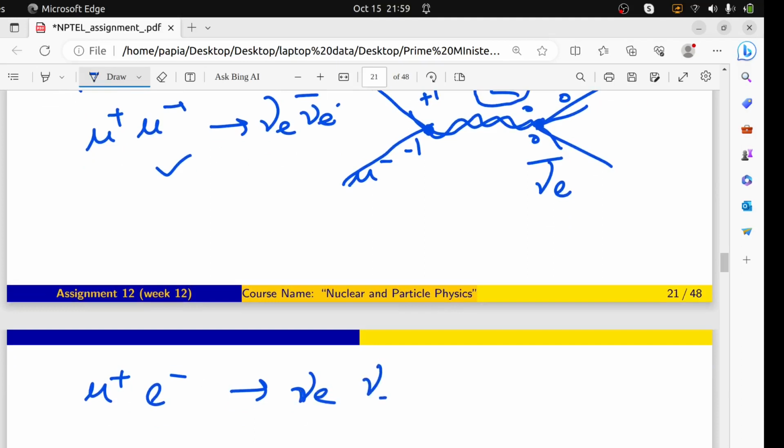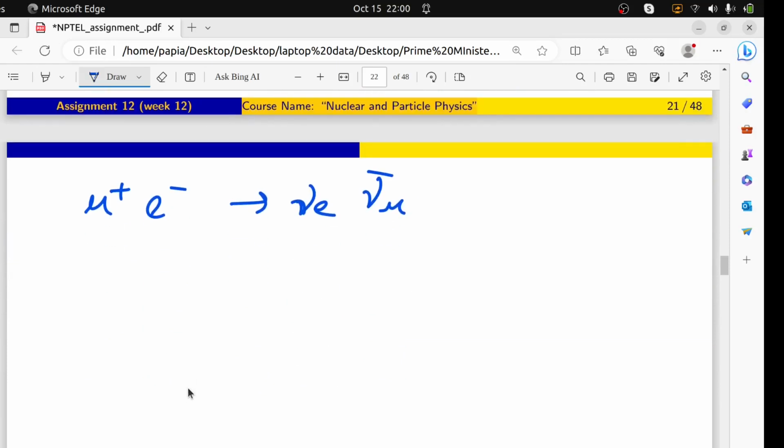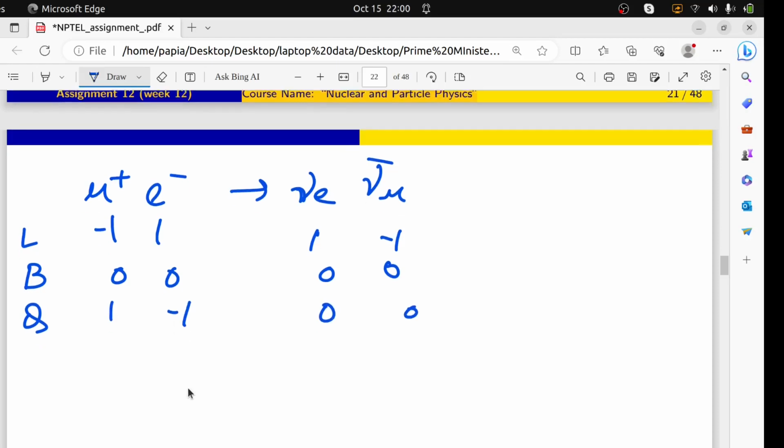Nu E nu mu bar. Right. So for that, as there is also a neutrino, we will quickly check these conditions. For L it is minus 1, plus 1, 1, minus 1. B is 0 0 0 0. Q is 1, minus 1, 0, 0. All the things are fine.